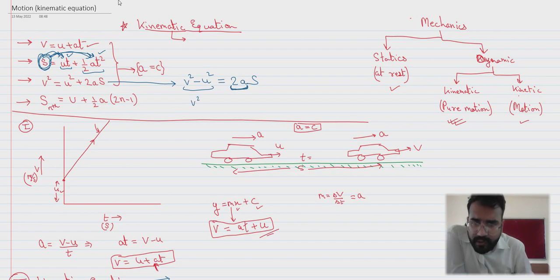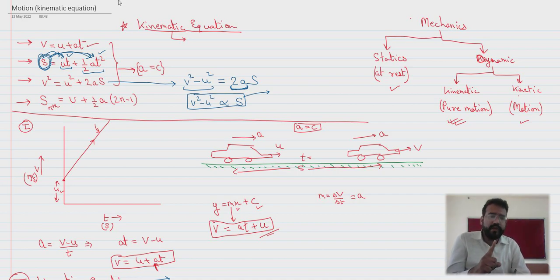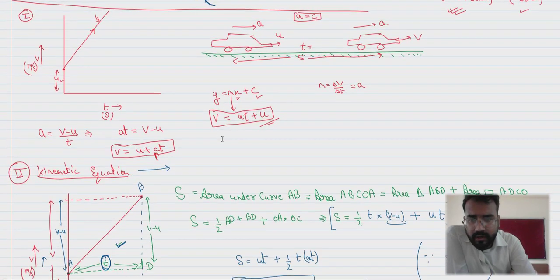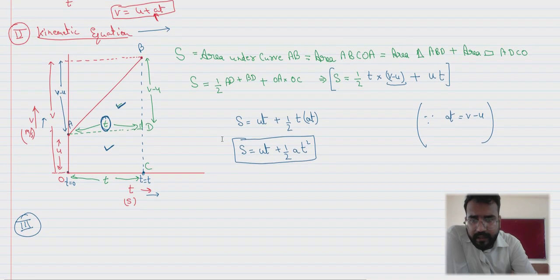So we can say V square minus U square is directly proportional to displacement. So we need displacement, which means we need the area in the VT curve, and we need the V square minus U square term in our equation. This is our requirement as per the equation. So let us figure out the strategy to be followed for finding the area.